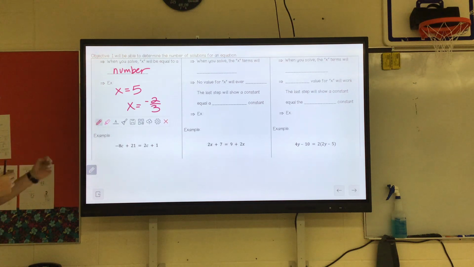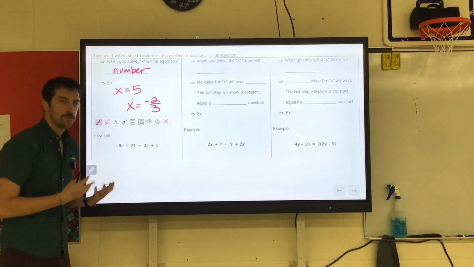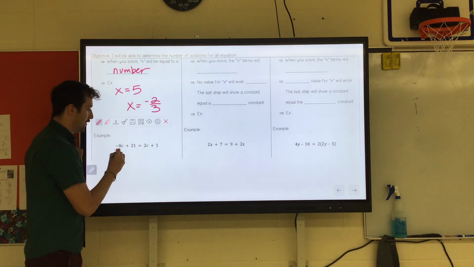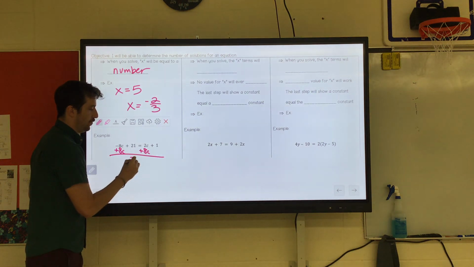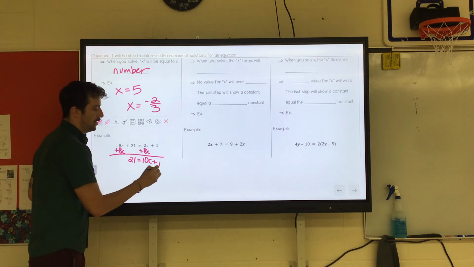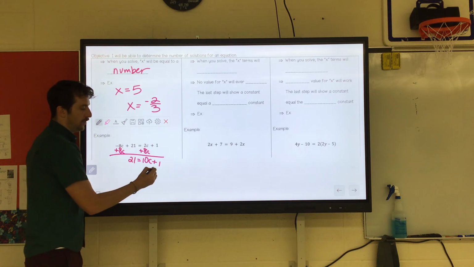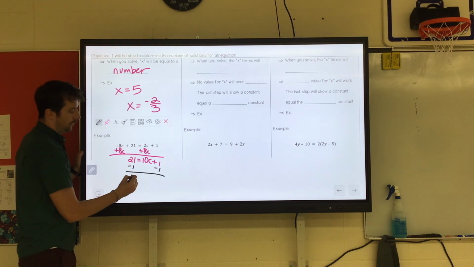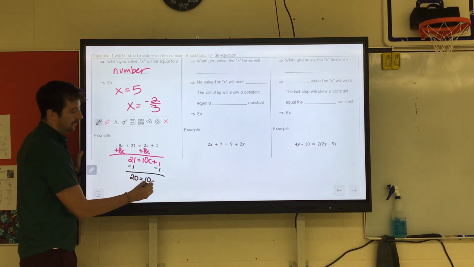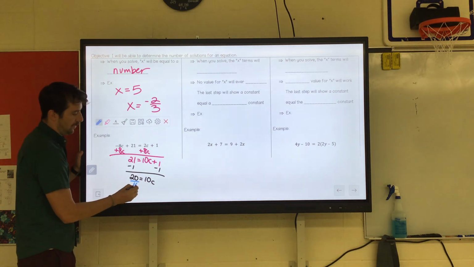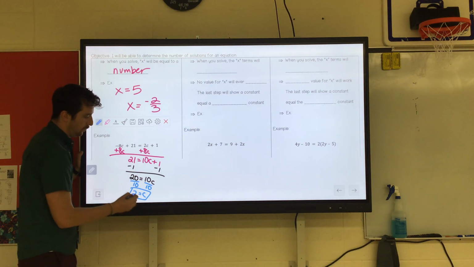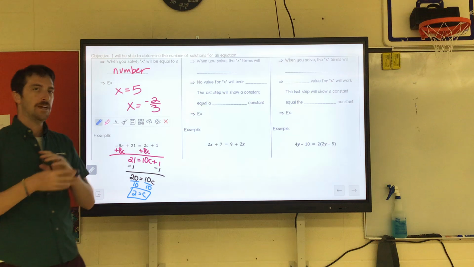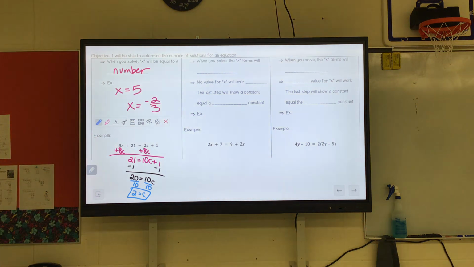So if you look at the example here, negative 8c plus 21 equals 2c plus 1. If we were solving this, we would add 8c's to both sides. So we'd have 21 equals 10c plus 1. We're going to get rid of the plus 1 by subtracting 1. 20 equals 10c, and then you would divide both sides by the 10, and you get 2 equals c. So you just get one solution like that. That's pretty typical. That's what happens most of the time.